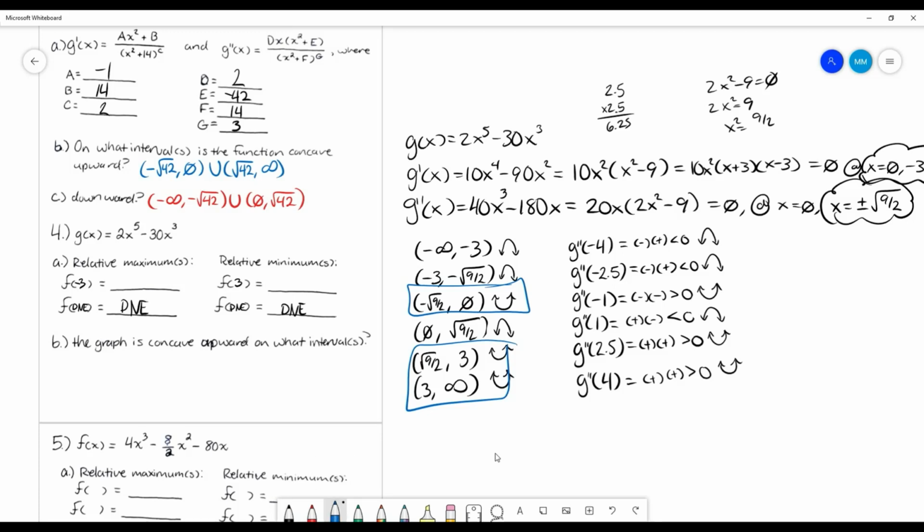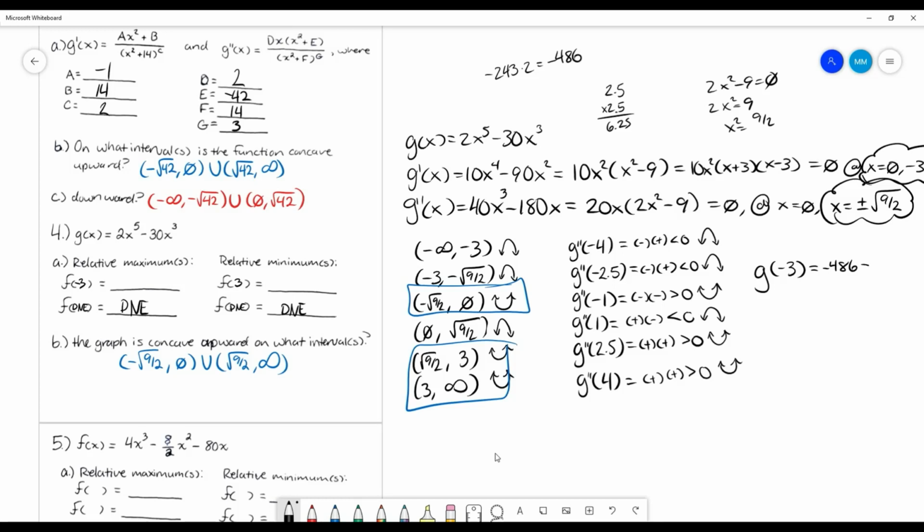Going to go ahead and write on what intervals is concave upward. I see that that is from here to here, union, here to infinity, right? And now all that's left is to plug in those points. So, I put f's instead of g's, but that's okay. So g of -3 is going to be 2 times -3 to the 5th. Wow, that's going to be big. Let's see. 3 to the 5th is 243, so it's going to be -243 times 2 is -486.